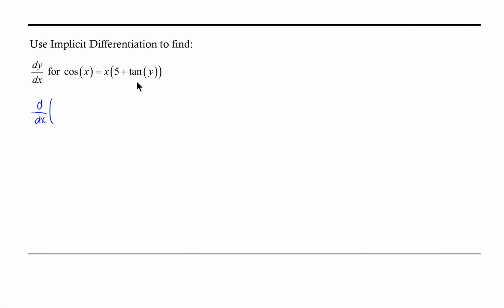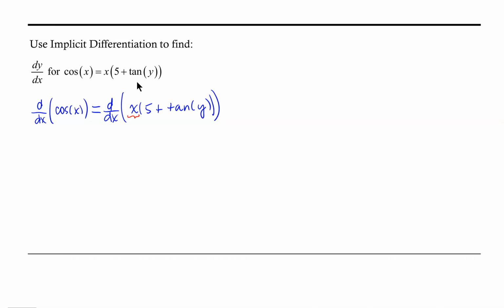So we'll have the derivative with respect to x of cosine of x equals the derivative with respect to x of x times 5 plus tangent y, that quantity. Now notice I said x times. So keep in mind that whenever we have this multiplication occurring, we will want to be using the product rule as we find our derivative.